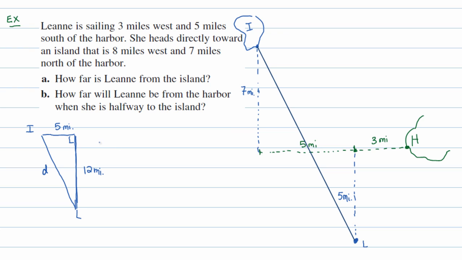We can find that using the Pythagorean Theorem. I don't really care about the distance formula. Let's use the Pythagorean Theorem here. The Pythagorean Theorem says the hypotenuse squared is equal to the leg squared plus the other leg squared. Or in other words, 25 plus 144 is equal to the hypotenuse squared. Well, 25 plus 144 is actually 169. And I can actually take the square root of 169. That's going to be 13. So she's actually 13 miles from the island at this point.